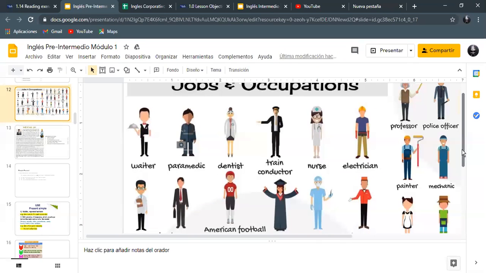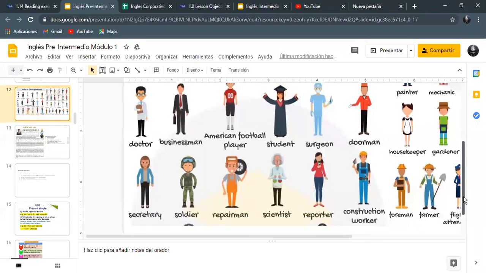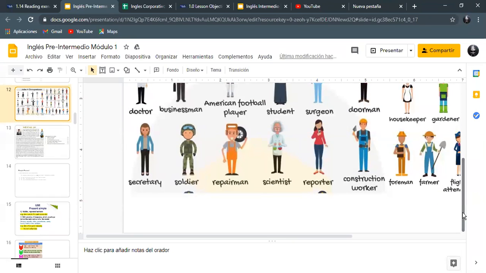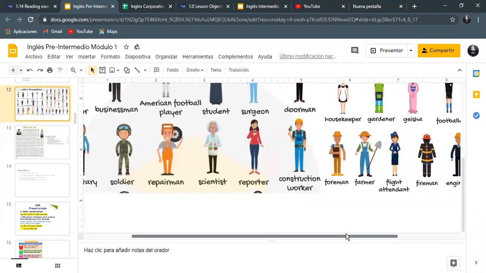Nurse. Electrician. Doctor. Businessman. American football player. Student. Sergeant. Doorman. Secretary. Soldier. Repairman. Scientist. Reporter. Construction worker.